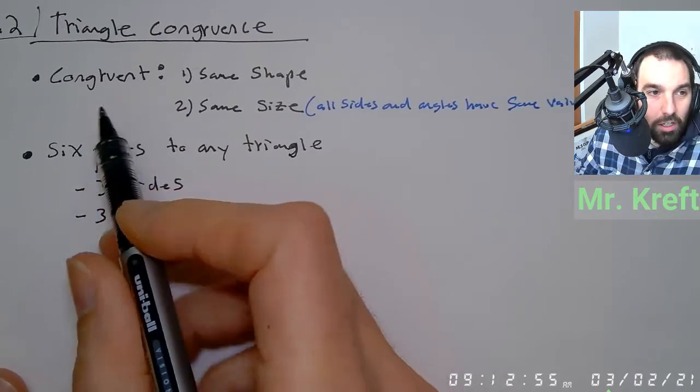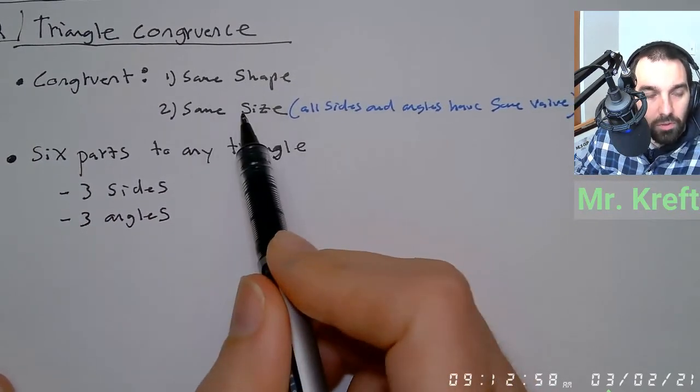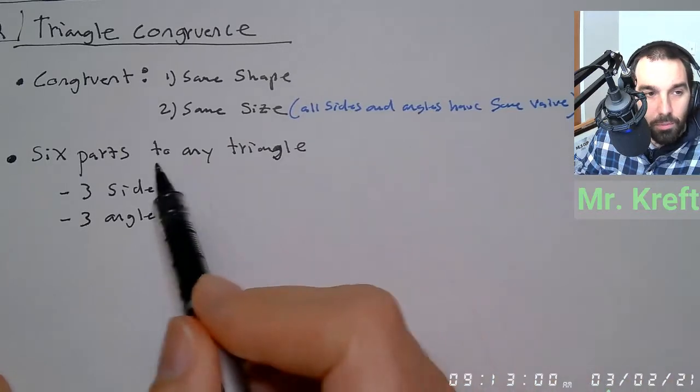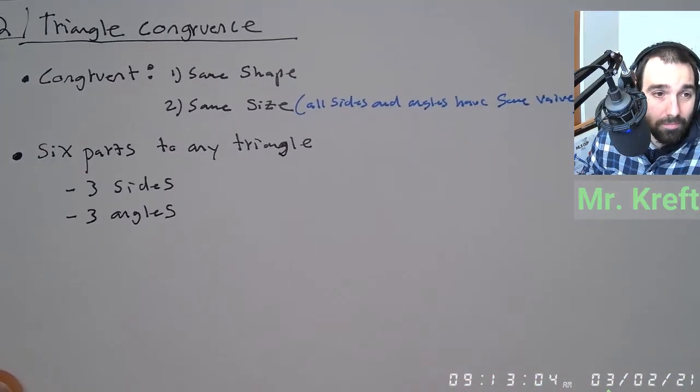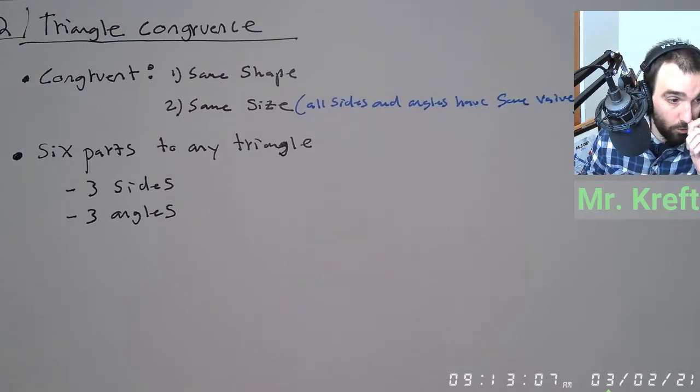Okay? So when we're talking about congruent, we're talking about same shape, same size. All sides and angles have the same value, and there are 3 sides and there are 3 angles. Okay, so 6 parts to a triangle.